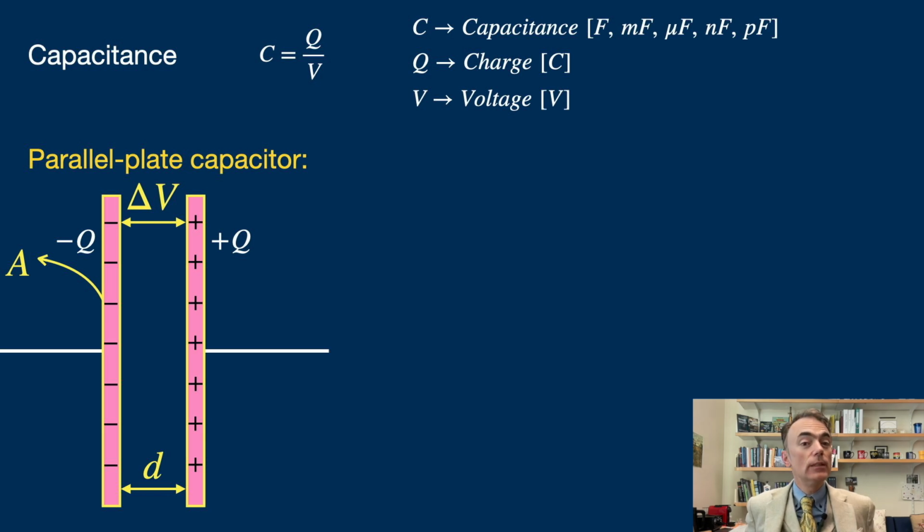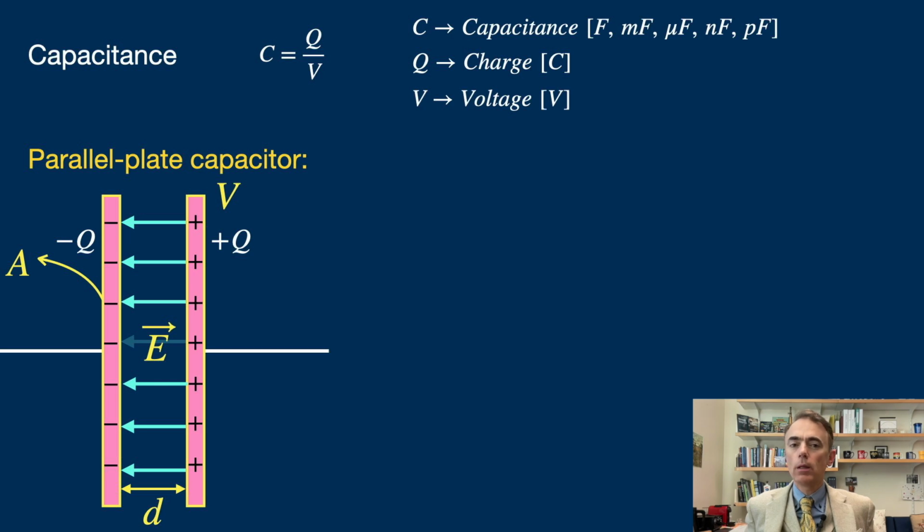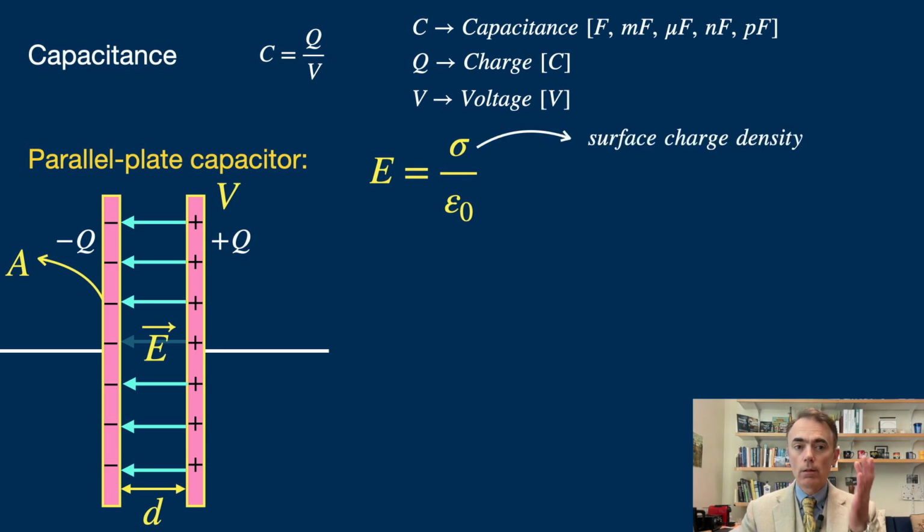When a voltage V is applied across the plates, positive charge accumulates on one plate and negative charge accumulates on the other. This creates a uniform electric field E between the plates, pointing from the positive plate to the negative plate. We already found in a previous lesson that the electric field between the plates is constant and given by E equals sigma over epsilon naught, where sigma is the surface charge density on the plate and epsilon naught is the permittivity of vacuum.